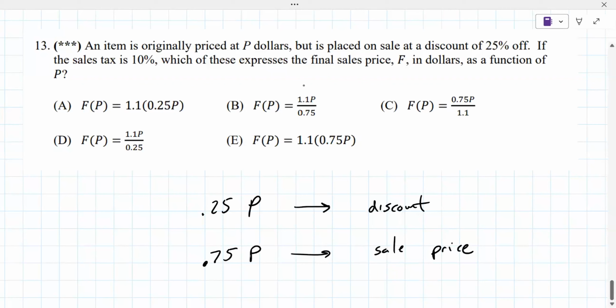Is that clear to you? Yeah. So we can get rid of a few answers. If that doesn't have a 0.75 in it, it's out. That's always a good strategy.